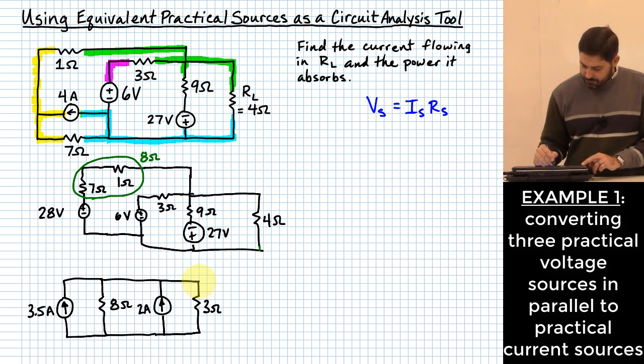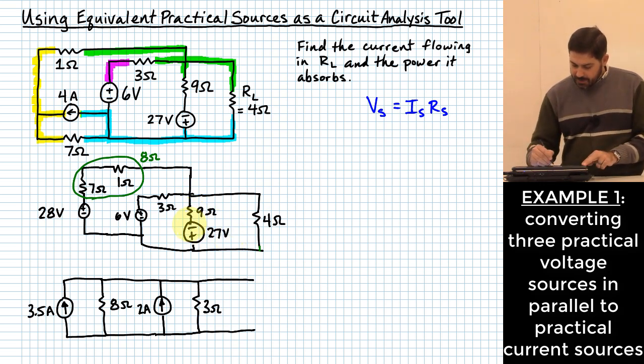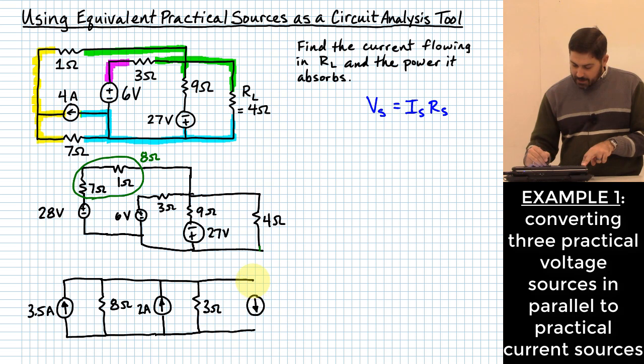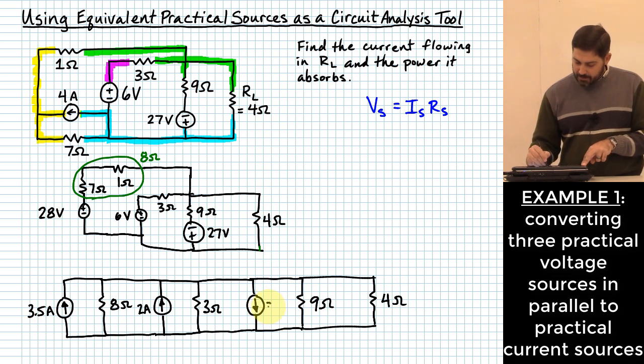Now what? This goes in parallel with my 27 volt source in series with my 9 ohm resistor. Now the polarity of this source is reversed, so I'm going to show the direction of this arrow the same direction as the polarity of that last source, and I'm going to put that in parallel with that 9 ohm resistor. And then all of this is going to be in parallel with the 4 ohm resistor way over there. What value should I put in for this current source? 3 amps.